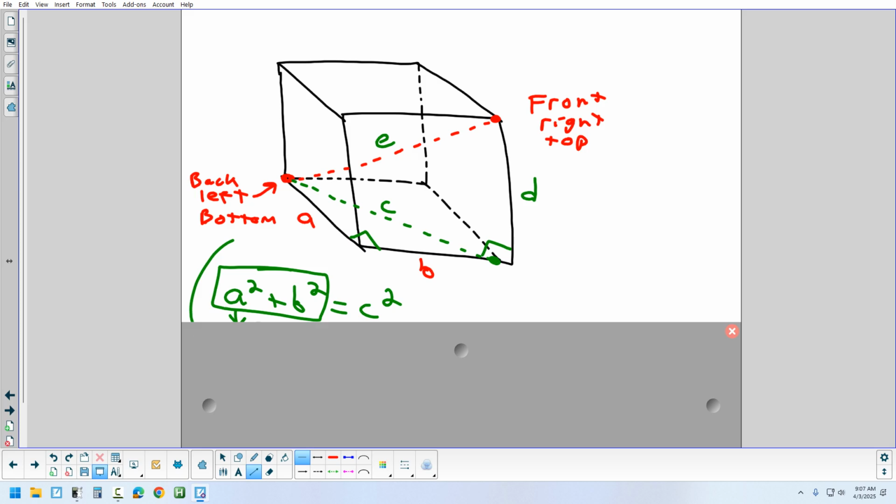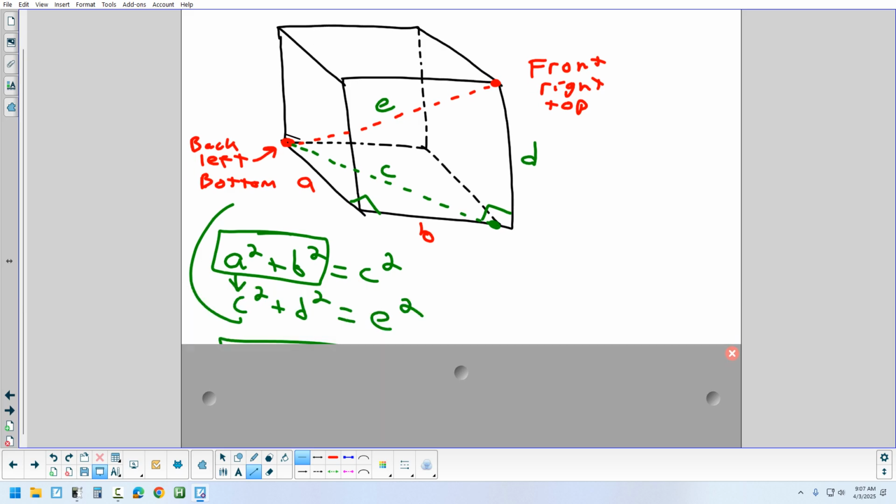Yeah, we would need the C, the D, and the E. And those would make another triangle. Right? So C squared plus D squared equals E squared. That's another right triangle inside the box. It's not flat like it's laying down. It's coming up like that in the box, and you're making a triangle.